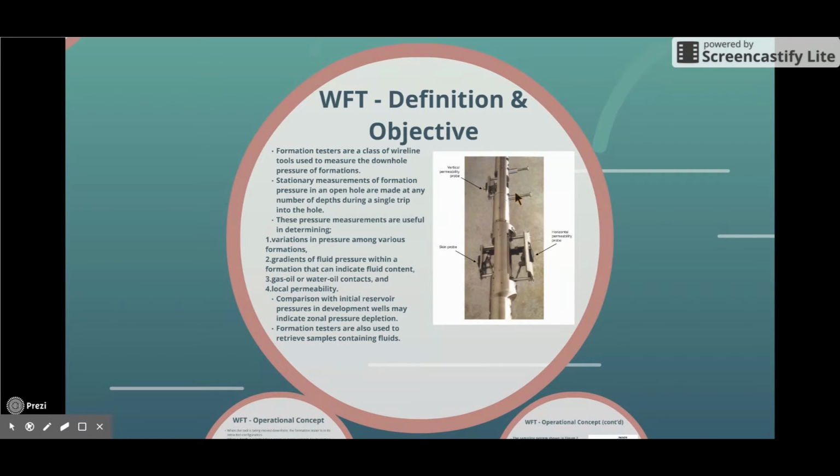Comparison with initial reservoir pressures in development wells may indicate zonal pressure depletion. Formation testers are also used to retrieve samples containing fluids.